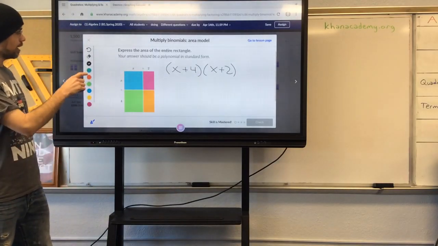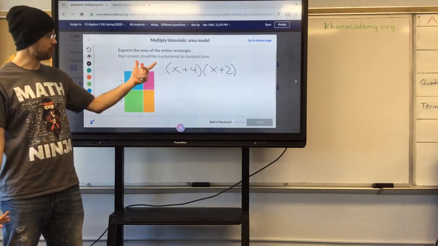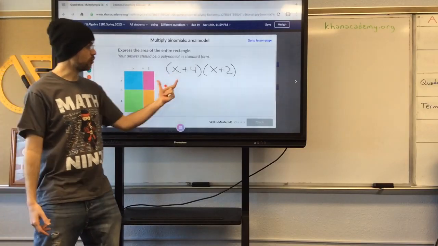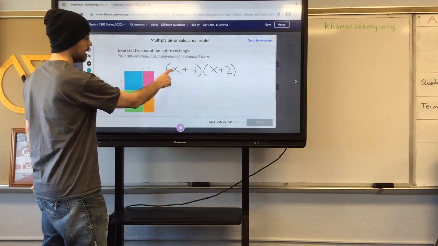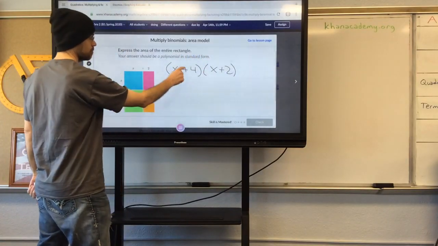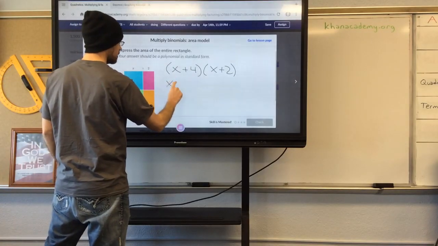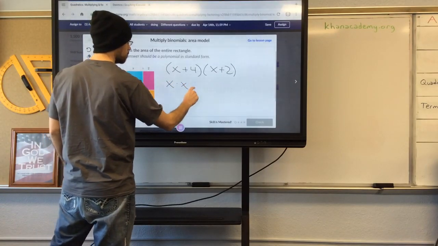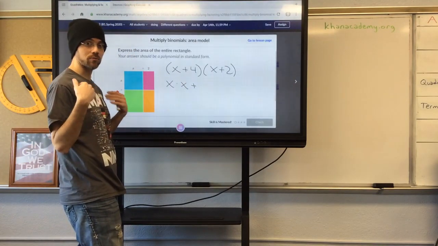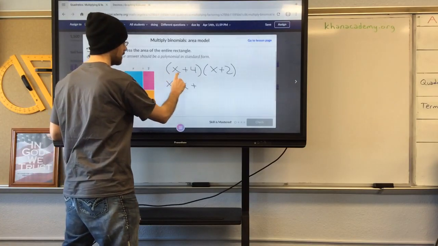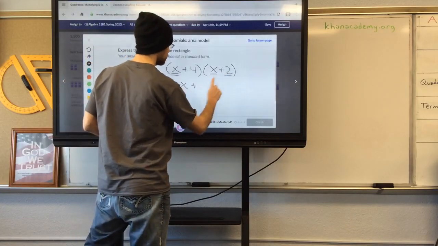Now, if we are going to expand this so that we can have a polynomial in standard form instead of factored form, we need to use the distributive property. x times both of these things plus 4 times both of these things, and that'll look like this. x times x plus, and I underline them so I remember what things I've multiplied. I just did x times x. Now I'm going to do x times 2.